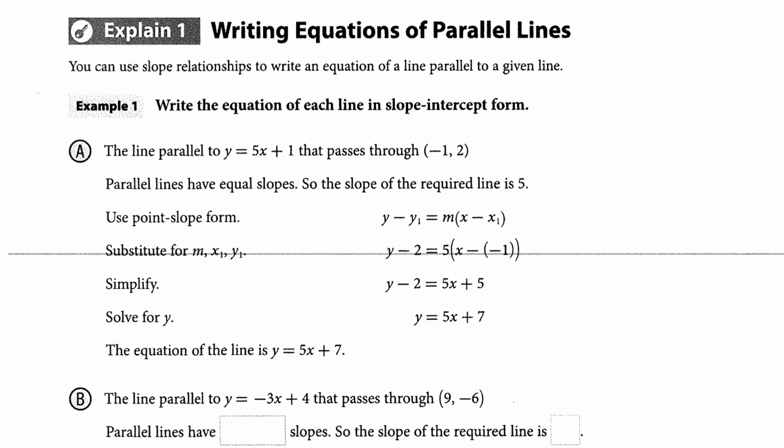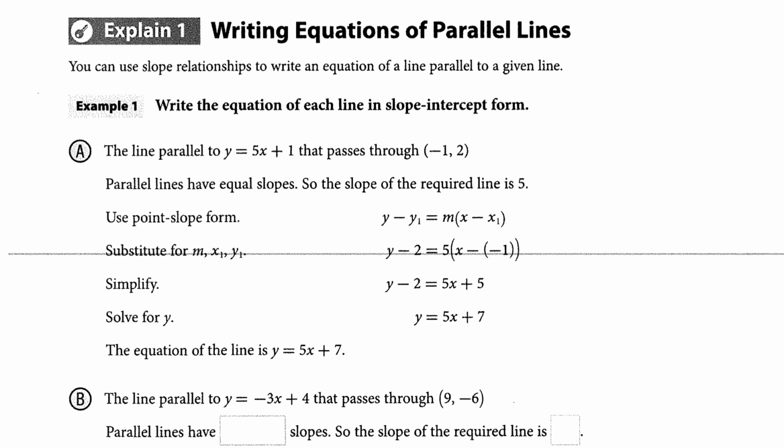You can use slope relationships to write an equation of a line parallel to a given line. In this example, it says write the equation of each line in slope-intercept form. The line parallel to y equals 5x plus 1 that passes through the point -1, 2. Parallel lines have equal slopes, so the slope of the line required is 5. They are going to use point slope form, which says y minus y1 equals m times x minus x1. Remember, x1 and y1 come from a specific point.